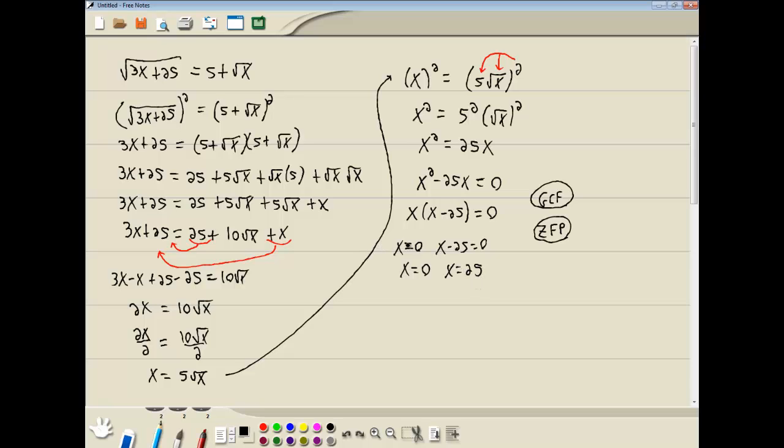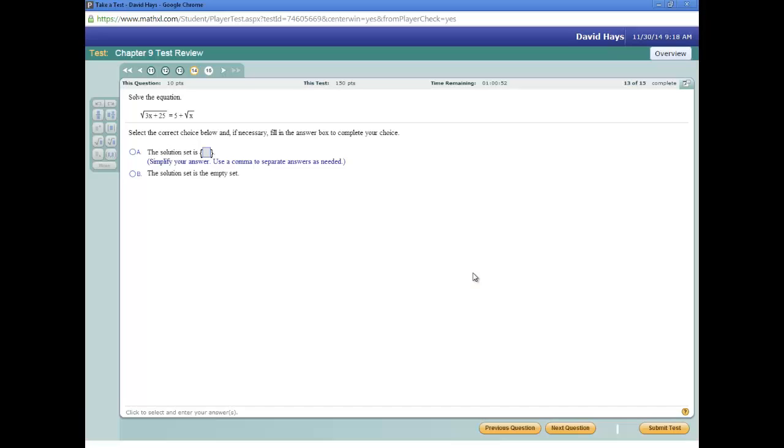Remember, you have to check your answers. So this process will give you the correct answers, but sometimes give you false ones. So let's put 0 up here. 3 times 0 is 0, plus 25 is 25. Square root of 25 is 5, so this side would be 5. If I put 0 here, square root of 0 is 0. 5 plus 0 is 5, so 5 equals 5. This one checks. 25. 3 times 25 is 75, plus 25 is 100. Square root of 100 is 10, so this side would be 10. If I put 25 in over here, square root of 25 is 5, plus 5 is 10. So that one checks. So 0 and 25 are our answers. Simplify your answer, use a comma to separate the answers as needed. So do 0, comma 25.